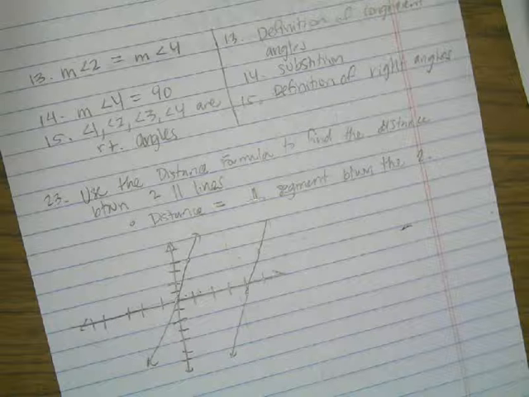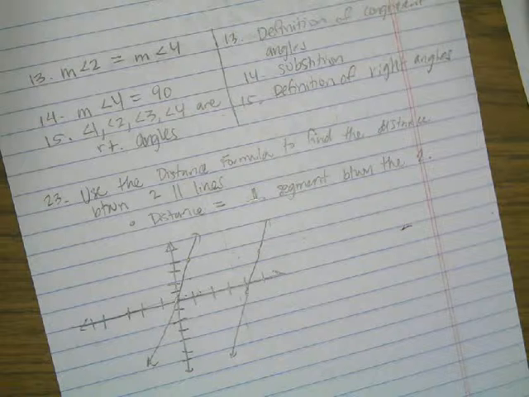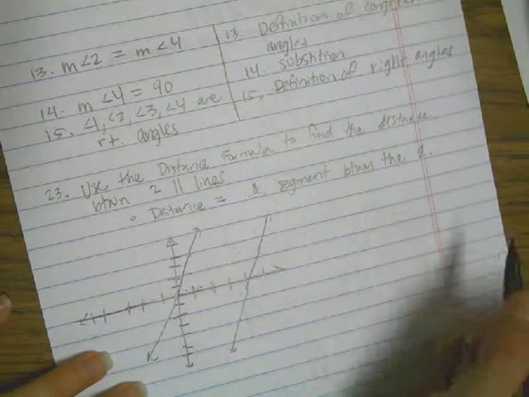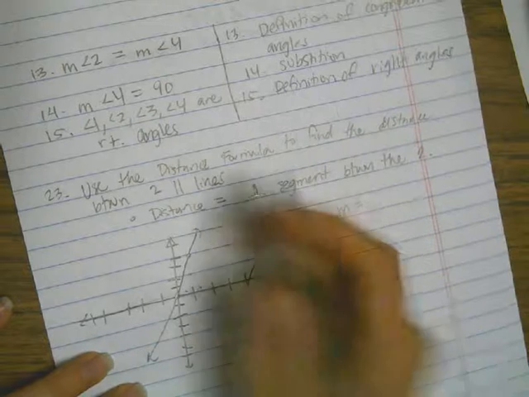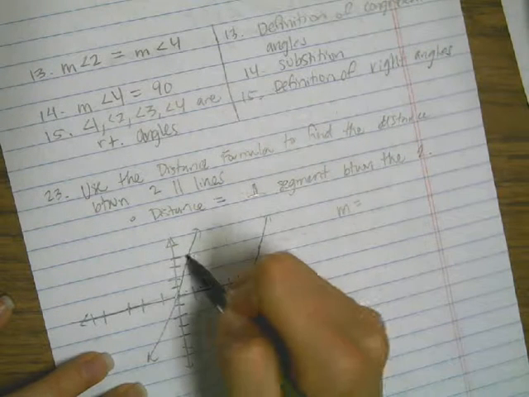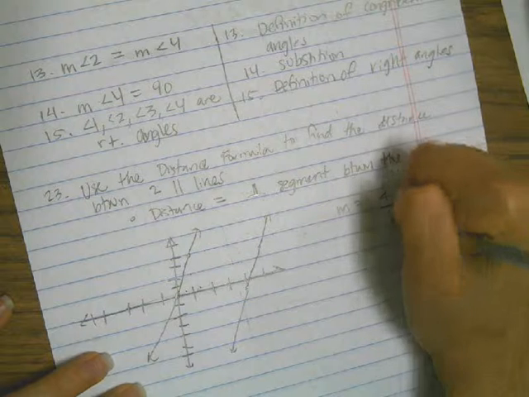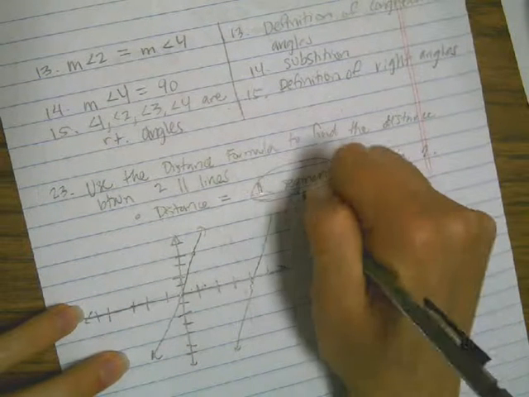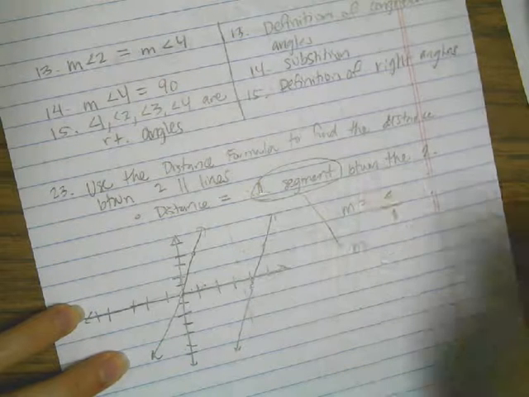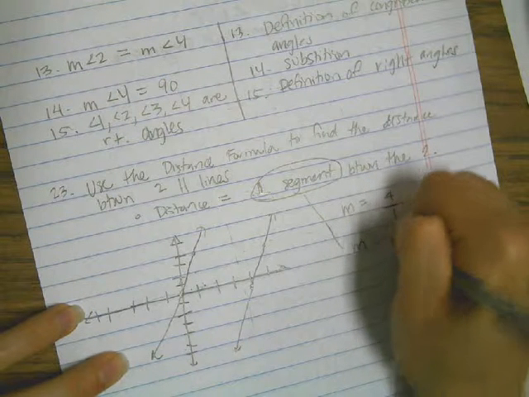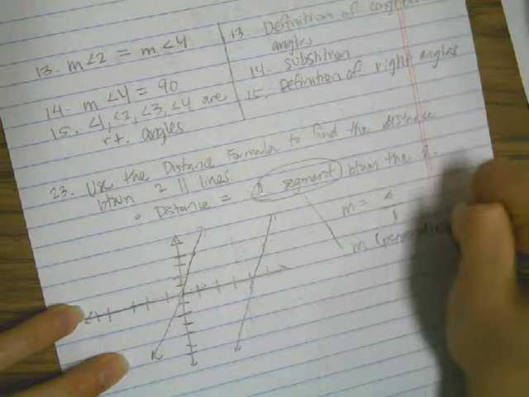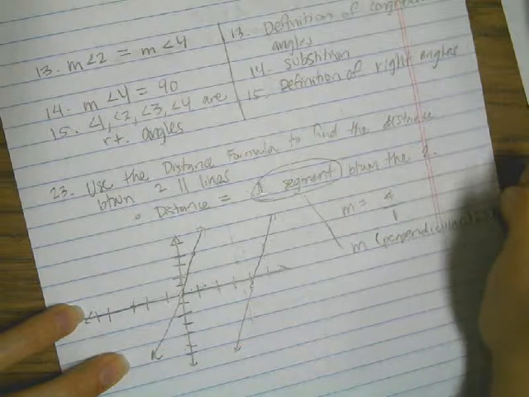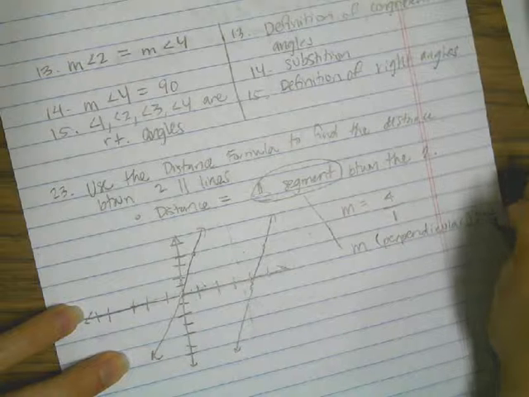Now, it wants you to use the distance formula. So, you have to find the slope between them. Just by drawing it out, I found the slope. The slope was 1, 2, 3, 4, rise over run. So, 4 divided by 1. We want to find the perpendicular segment. So to find the perpendicular segment, we want to find the perpendicular slope. Good. So, -1 over 4, because it's the negative reciprocal. Excellent.